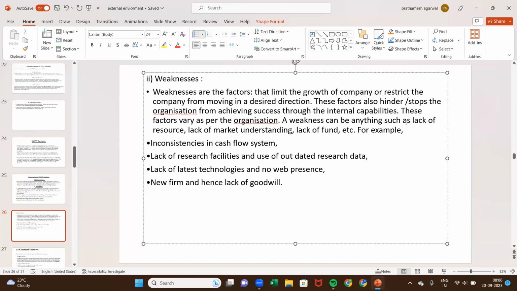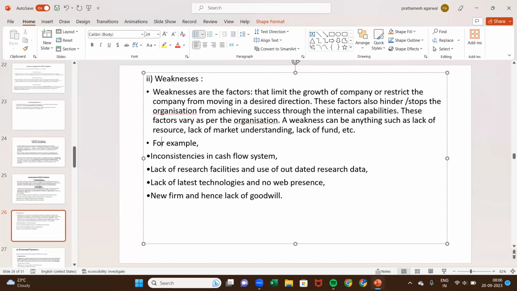A weakness can be anything such as lack of resources, lack of market understanding, lack of funds. For example, inconsistencies in the cash flow system, lack of research facilities, and use of outdated research data.